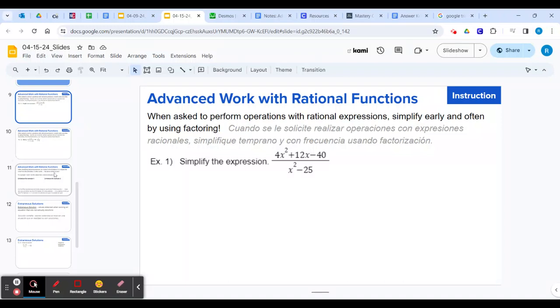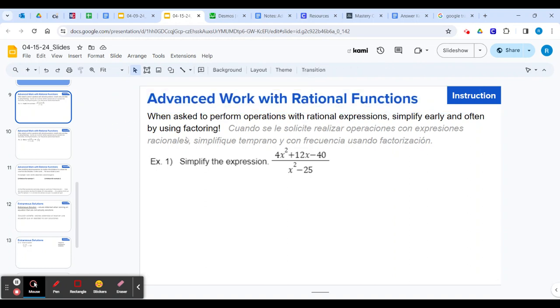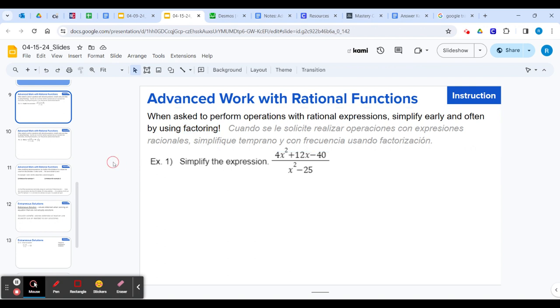All right, today we are working with kind of advanced work with our rational functions. The big tip here is when we're asked to perform operations with rational expressions, simplify early and often. And we want to do that using the factoring skills that we've gotten. In example one, if we're simplifying, we're looking for things to cross off. We want to first simplify this expression as much as we can.